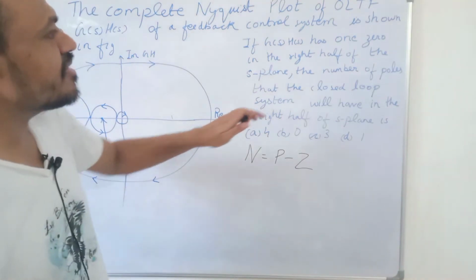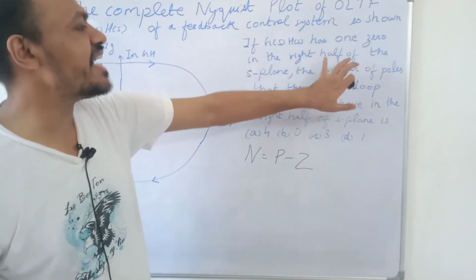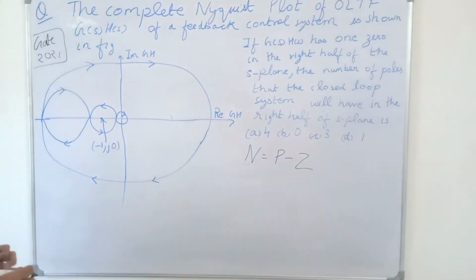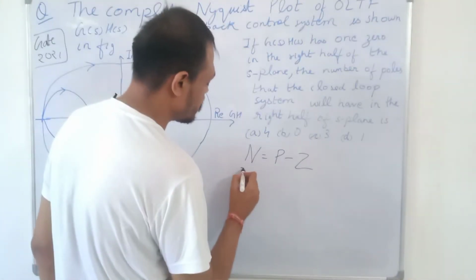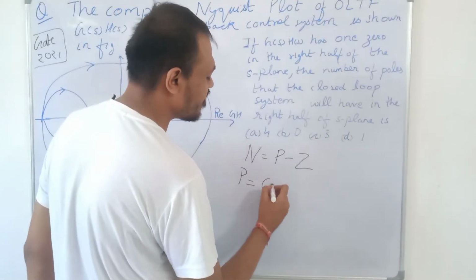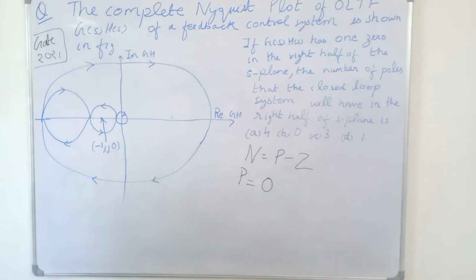Now we are given that there is one zero in the right half of S plane, but we are not given any information about poles. So we assume that there are no poles of OLTF in the right half of S plane. So P is 0, because there is no information about the number of poles of the open loop transfer function in the right half of S plane.